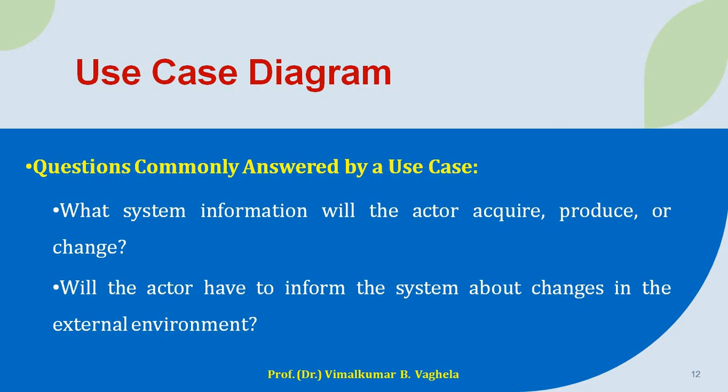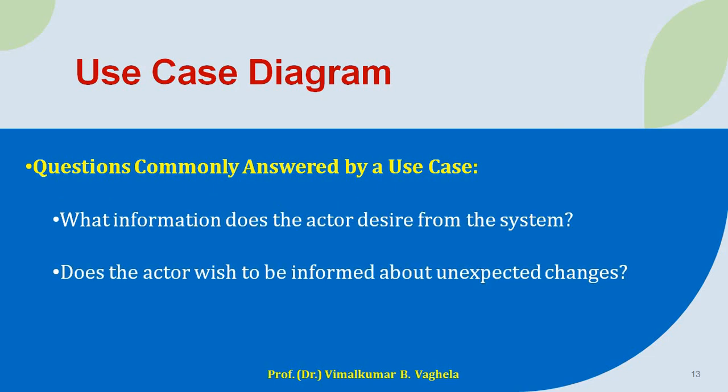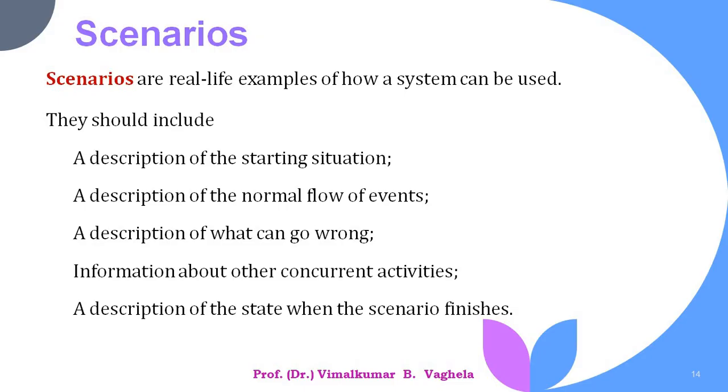What system information will the actor acquire, produce or change? Will the actor have to inform the system about changes in the external environment? What information does the actor desire from the system? Does the actor wish to be informed about unexpected changes in the system? After you get all the answers, then you start on the use case diagram.